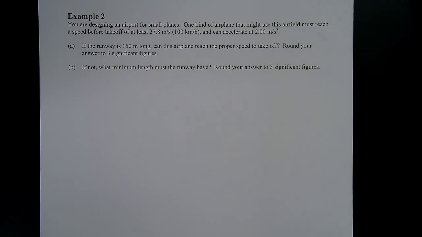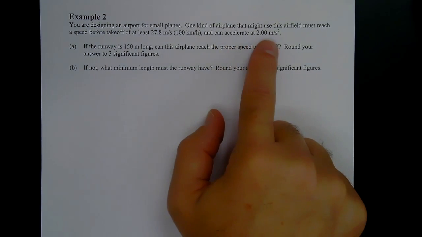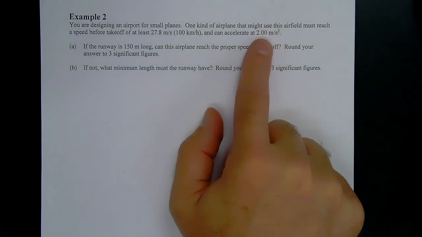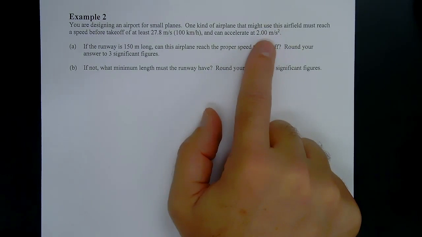So we're designing an airport for small planes in this problem. One kind of airplane that might use this airfield must reach a speed before takeoff of at least 27.8 meters per second, which is 100 kilometers per hour. And it can accelerate at 2 meters per second squared. So this is the acceleration, and because it's given to us as a number right here, it's constant.